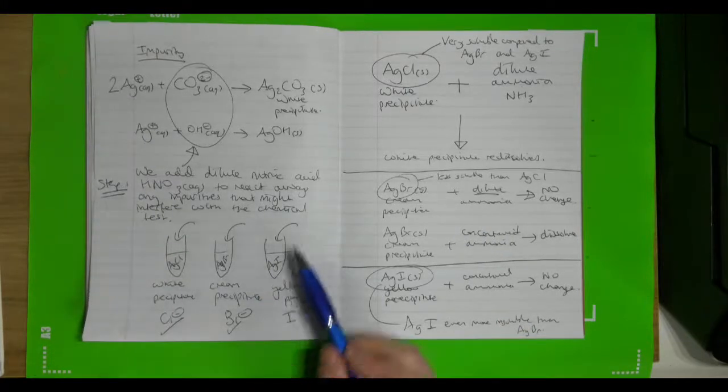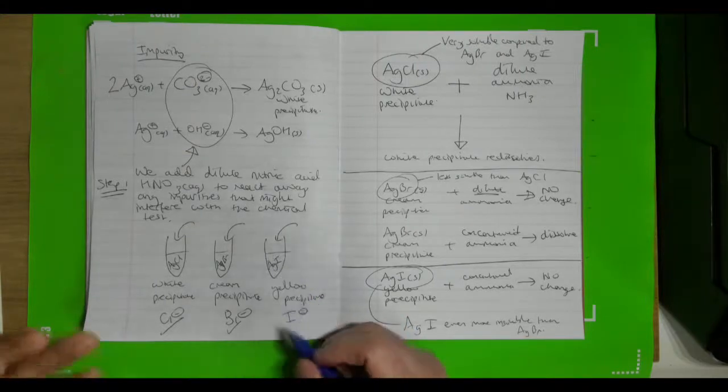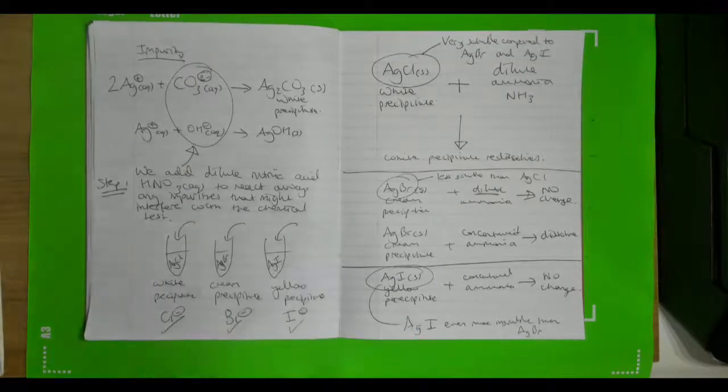The one which is left over would be the yellow precipitate, hopefully, and when you add concentrated ammonia, there'll be no reaction. So the one left over would be that one, and that's how you would tell the difference. So there are a few steps there for testing for halide ions.